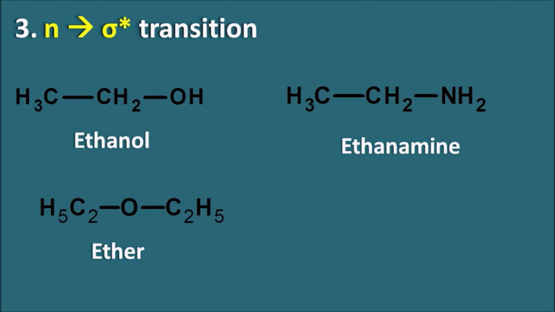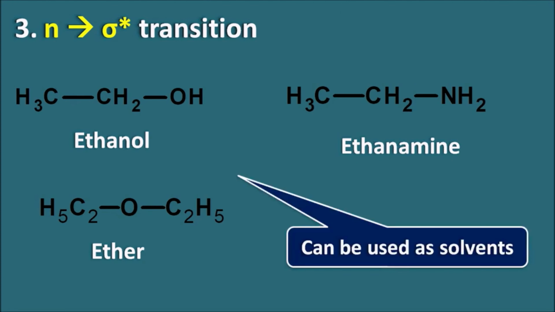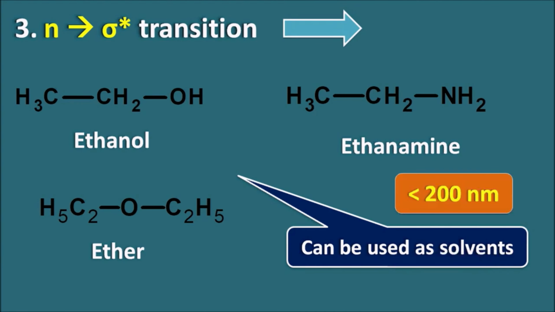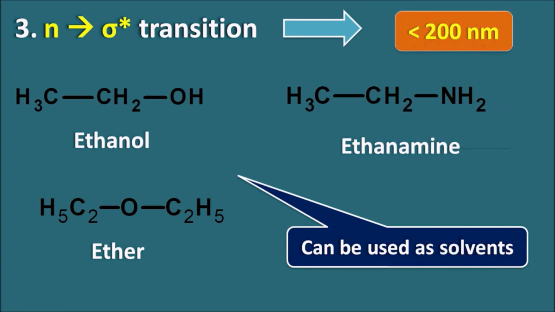So the compounds showing n to sigma star transition can also be used as solvents in UV visible spectroscopy. The n to sigma star transition is going to fall within the region of less than 200 nanometer, but sometimes these compounds can show the end absorption, where they can absorb around 205 nanometer, 210 nanometer, and we have to select a solvent based on its end absorption.